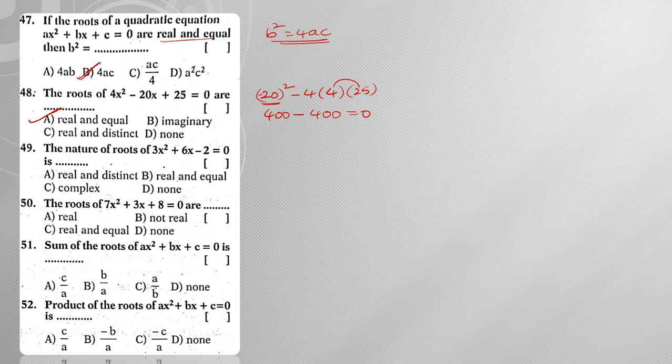Next, coming to 49. Here also, if you want to discuss the nature of the roots, find out the discriminant. So discriminant is 6 square minus 4 into 3 into minus 2. 6 square is 36. Here minus into minus gives me plus, 4 3s are 12, 12 2s are 24. So clearly it is greater than 0, hence the roots are real and distinct.